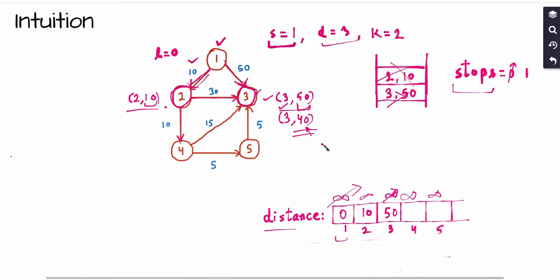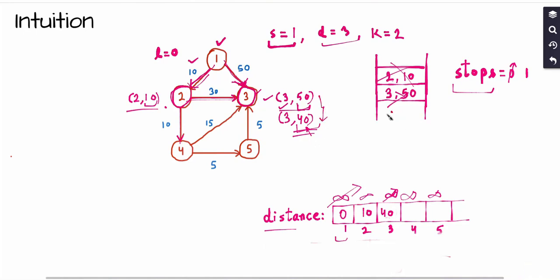Is it better than the already existing distance or price which we have for city number 3? And the answer is yes, because we have 50 for city number 3 along this path, while along this path the distance, or the price, becomes 40. So I update my distance array for this node, and it becomes 40. Fine. So this is how I'm performing my relaxation here.